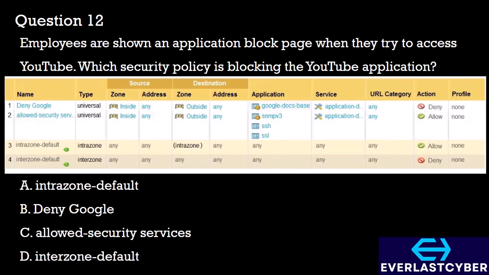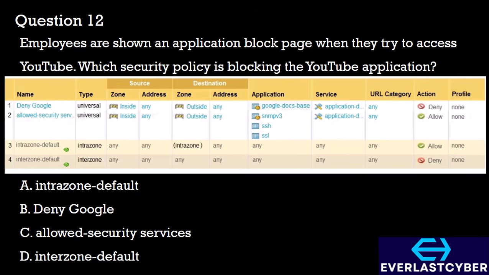Question 12. Employees are shown an application block page when they try to access YouTube. Which security policy is blocking the YouTube application? A. Interzone default. B. Deny Google. C. Allowed security services. D. Interzone default.